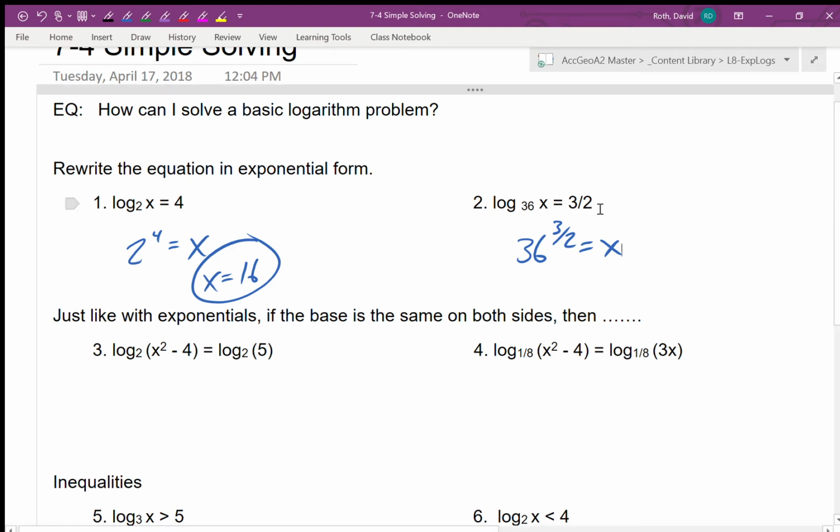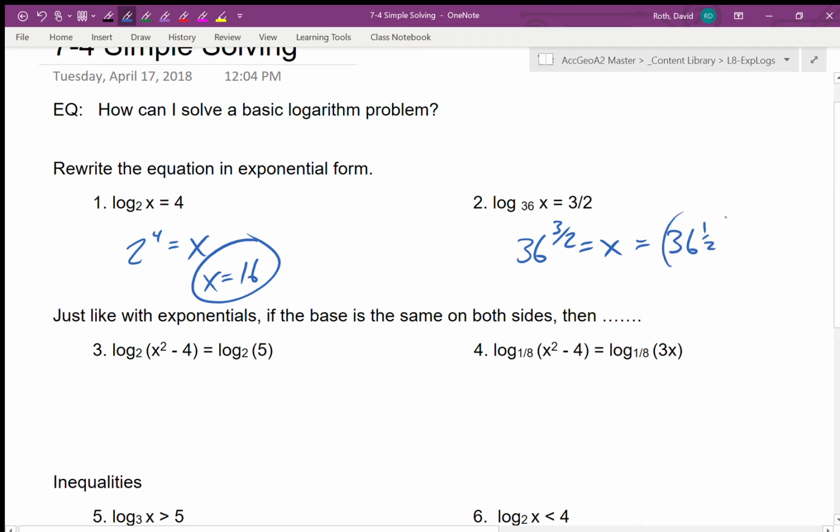Now, how do we do this without a calculator? Because you remember from the quiz, I didn't let you have a calculator for this. If you remember from exponent properties, this is 36 cubed, and then the square root of it. It's the power to a power rule. I can do 36 to the 1/2 power, and then that cubed, or I can do 36 cubed and that to the 1/2 power.